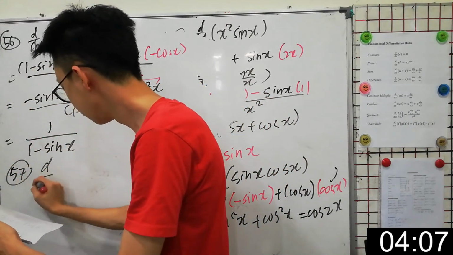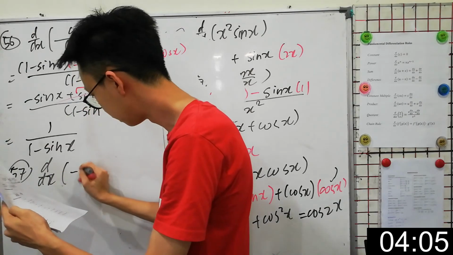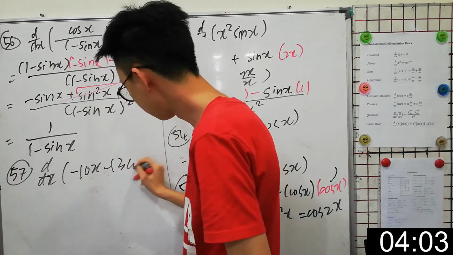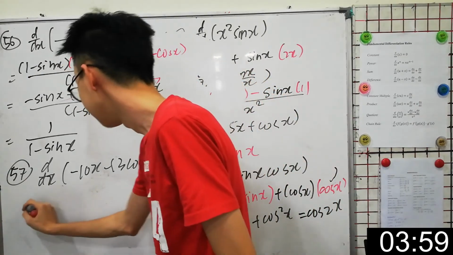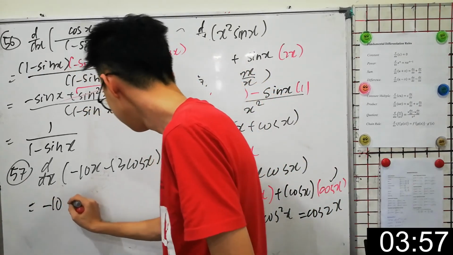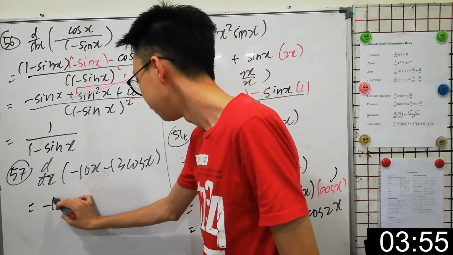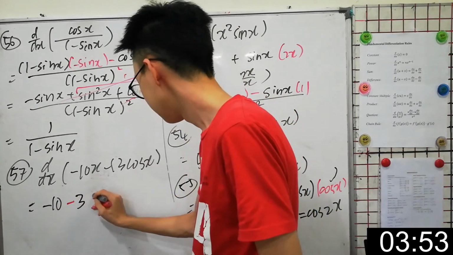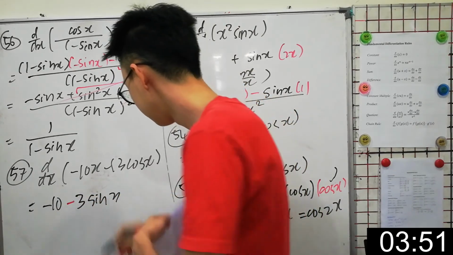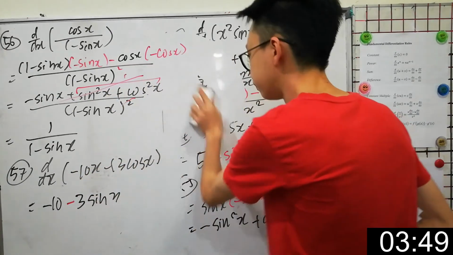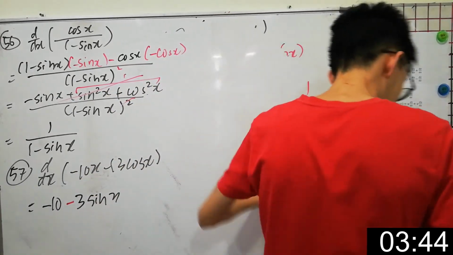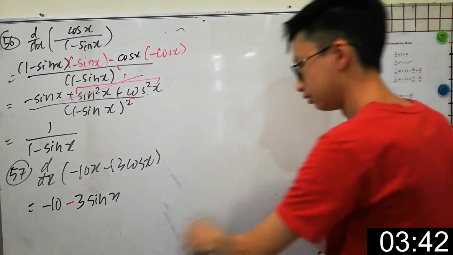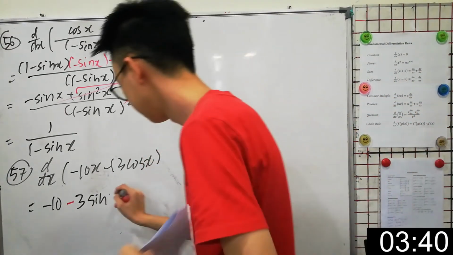Number 57, d/dx of negative 10x plus 3 cos x. It's actually a constant multiple here, but don't worry, they are all the same. Negative 10, and for cos you differentiate, take a minus. So negative 3 sin x. Okay, almost done.